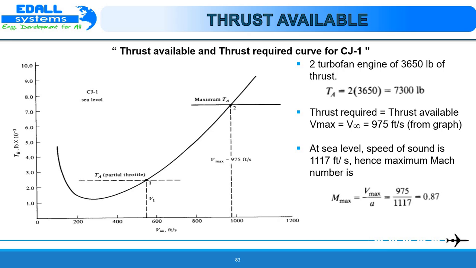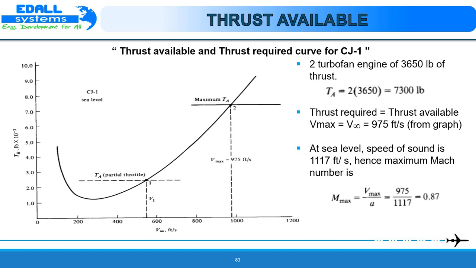To calculate the maximum velocity of the CJ1 at sea level: the power plant of the CJ1 consists of two turbofans, each of 3650 lb of thrust. Hence, we get thrust available as 2 times 3650, which equals 7300 lb. The thrust required equals the thrust available, which means Vmax equals V infinity equals 975 feet per second from the graph.